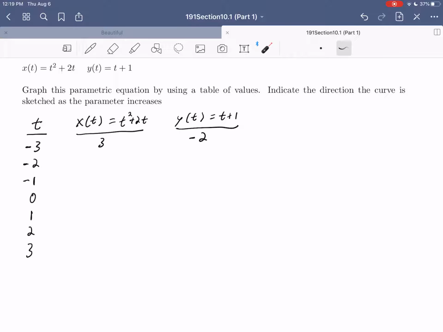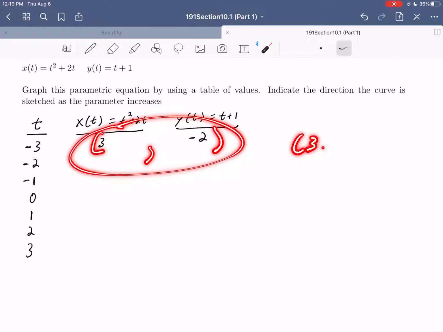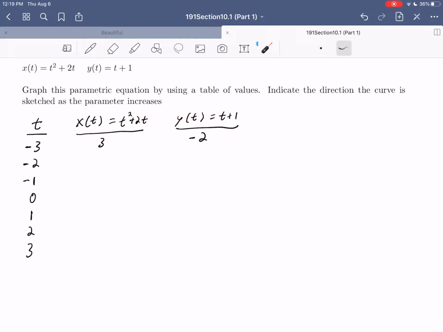So this will give us our first point on the graph. You can think about this as an ordered pair. So we're going to have the point (3, -2) on our graph. All right, let's plug in some other ones. If we plug in -2, we're going to get 4 minus 4, so that's 0. And then here we're going to get -1. If we plug in -1, we're going to get 1 minus 2, so that's -1.